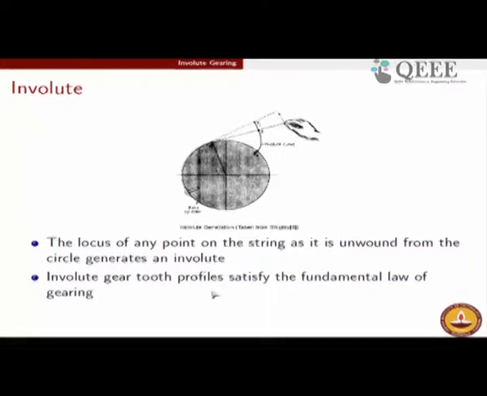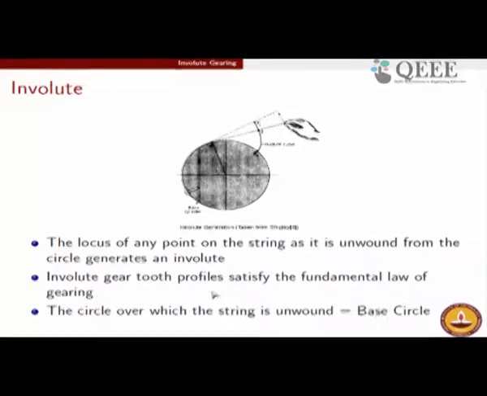cute experimental setup, but I will also try to prove this to you from a first principle theoretical argument from a geometric standpoint. And before I do that, there is one more definition. The circle over which this string was wound up is known as the base circle. So the circle over which the string was initially wound up and now is getting unwound as the involute is getting generated, this circle is known as the base circle.